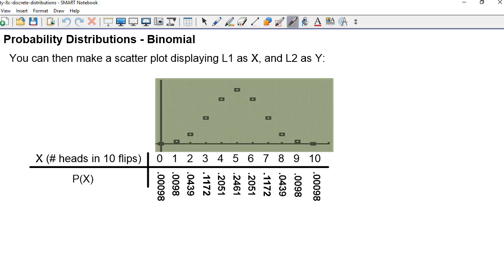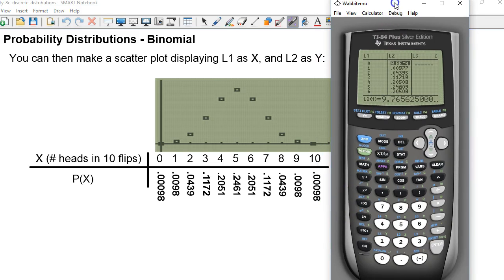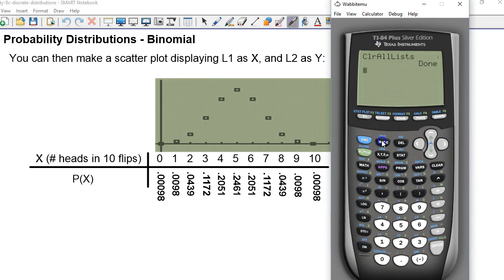Then we're going to make a scatter plot that displays list 1 as the x's and list 2 as the probability values. Let me walk you through how to do that. We'll press second mode to quit back to the command line, and then we're going to go to y equals and make sure that nothing is in there. If there are any formulas in there, clear those out. And then go back to second and then y equals to get to the statistics plots menu.